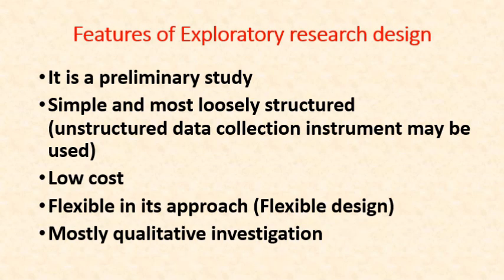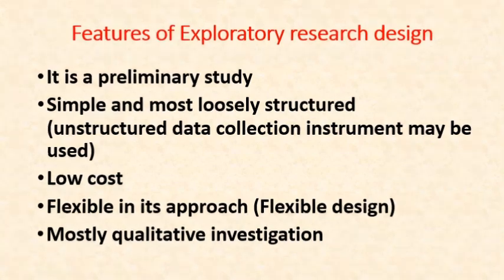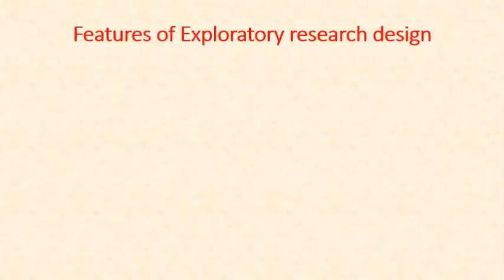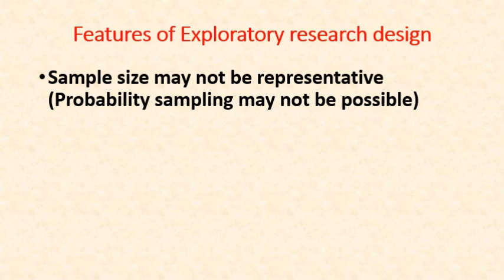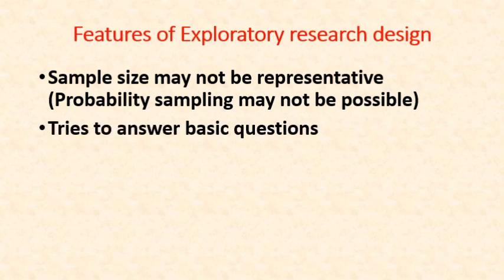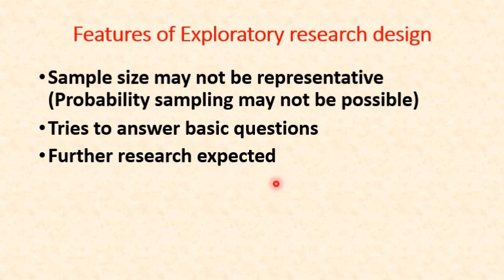Then mostly qualitative investigation. That means qualitative data is mainly used for this type of research. Next, sample size may not be representative. That means probability sampling may not be possible. Generally, non-probability sampling methods are used in exploratory research. Then it tries to answer basic questions relating to the problem or topic. Then further research is expected in the area of research.